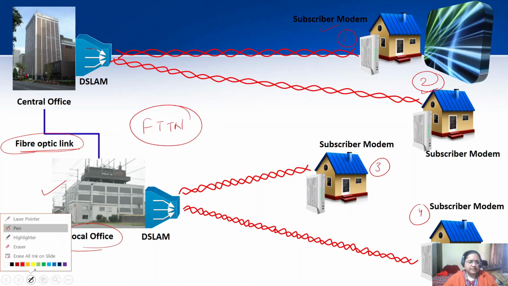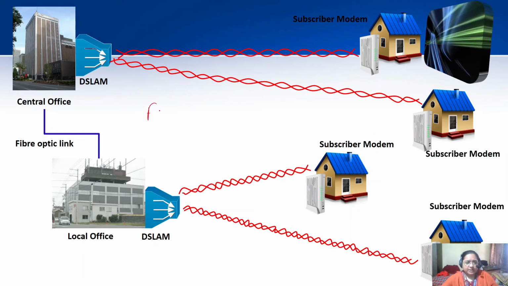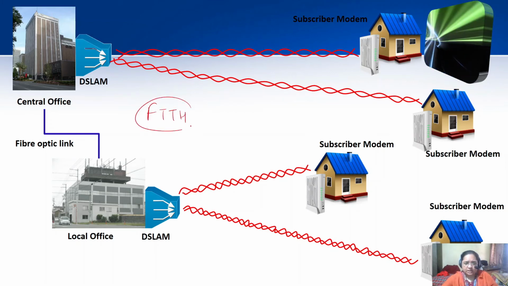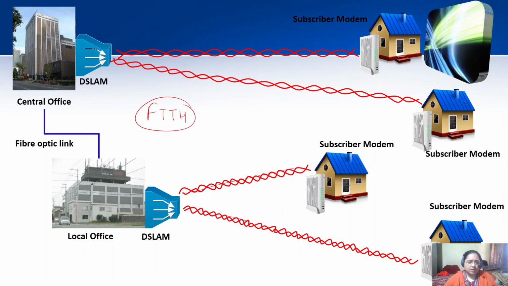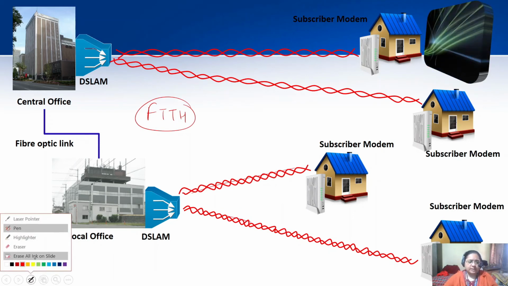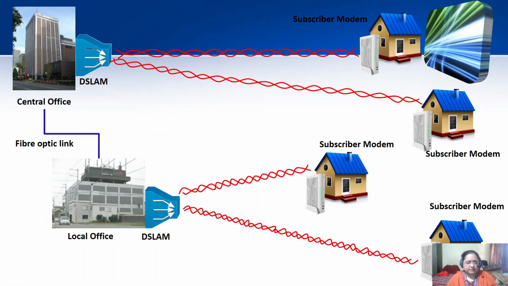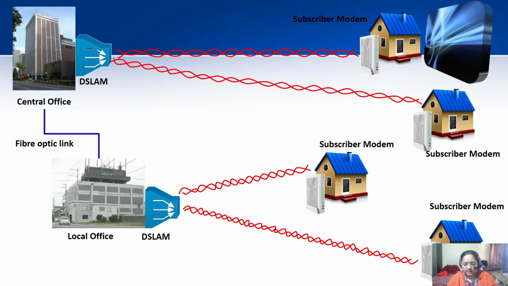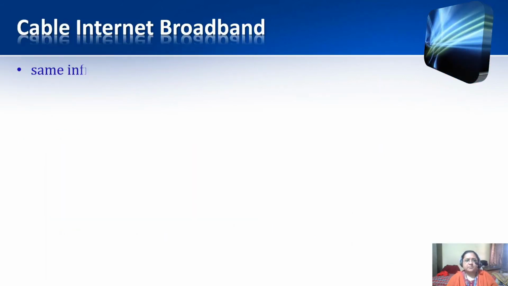So this is known as fiber to the node, and in some places some service providers even provide direct fiber to the home, FTTH connection, where even these cables would be replaced by fiber optic transmission medium. That would be a bit more expensive than the existing one, but it would be a very high speed connection. Next is cable internet broadband.